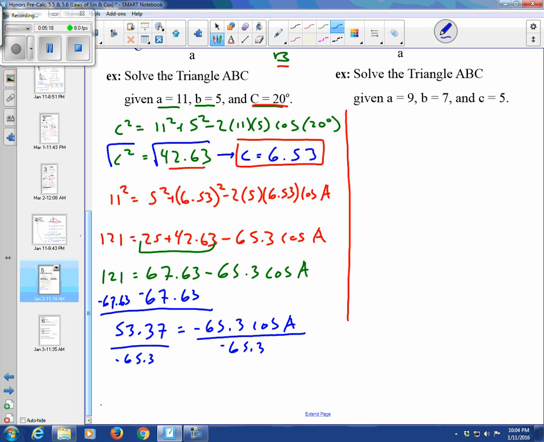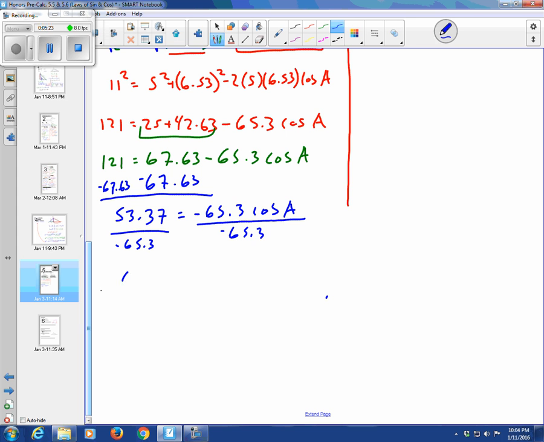And right here, that's going to give us cosine of A as equal to negative 0.8173. And now when we apply inverse cosine to both sides, we get angle A as equal to inverse cosine of negative 0.8173.